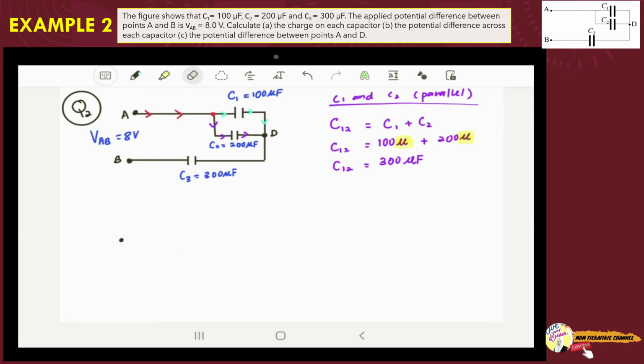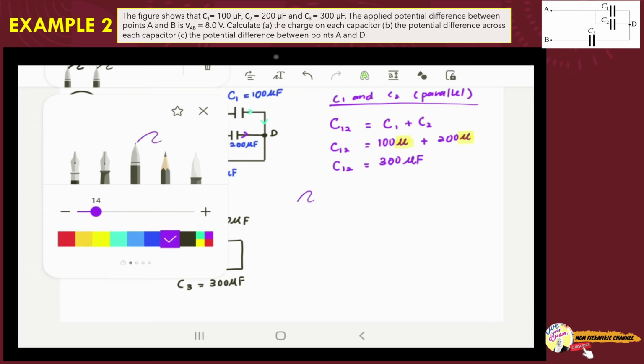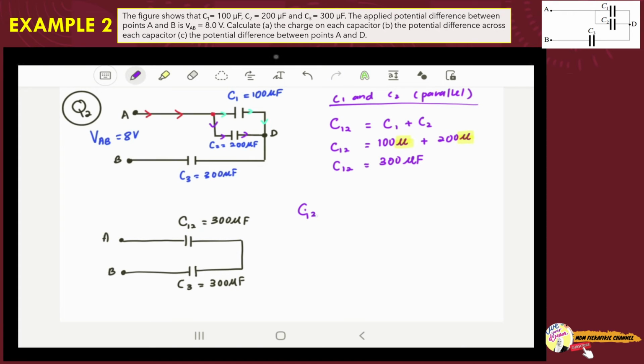Okay, look at here now. After we combine C1 and C2, we have C12 and then here is C3. And this is A and this is B. So C12 is equal to 300 microfarad and C3 is equal to 300 microfarad. And you can see here that C12 and C3 are in series.